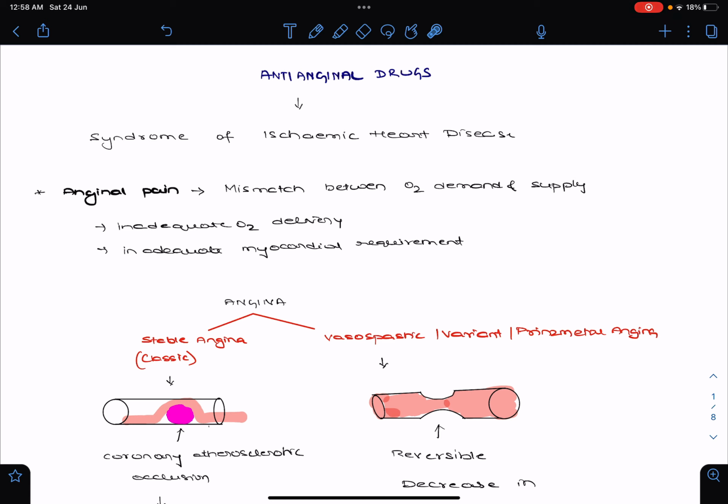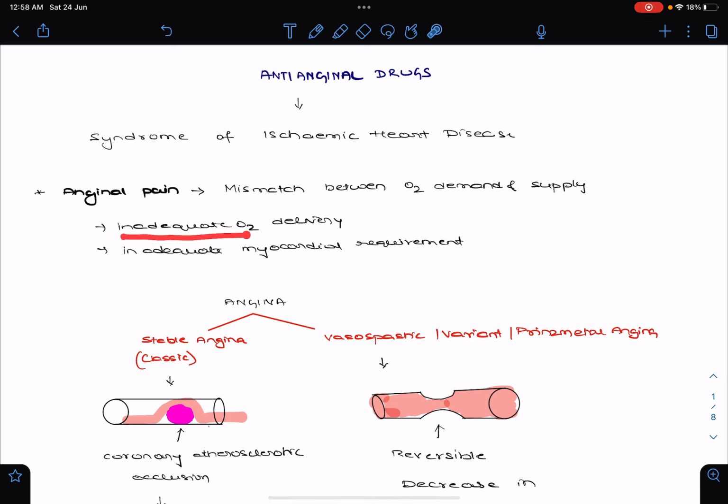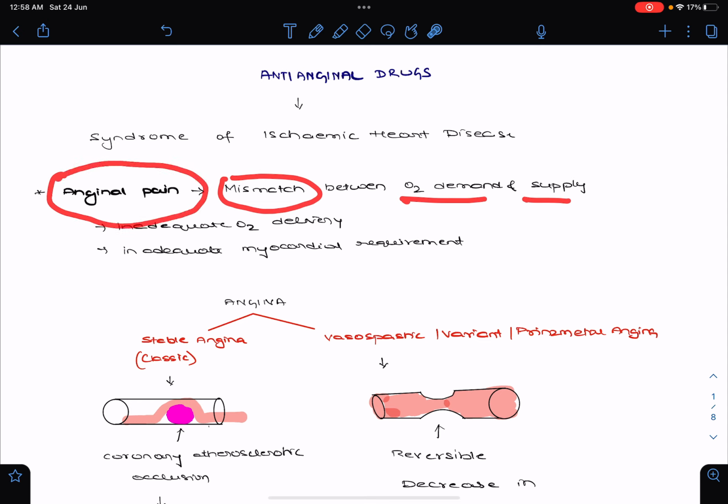So what do you understand by anginal pain? Anginal pain refers to a mismatch between the oxygen demand and the supply to the heart. There will be inadequate oxygen delivery to the myocardium, and also an increased myocardial requirement. Because of this imbalance between the oxygen demand and the supply, there is ischemia, which leads to anginal pain.